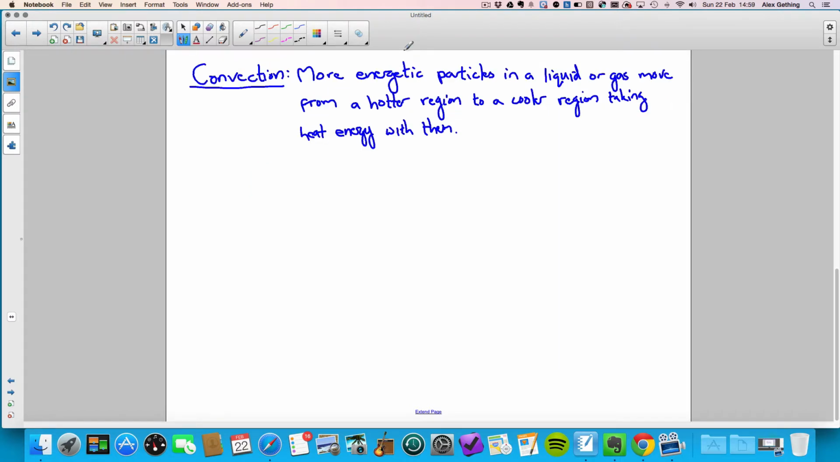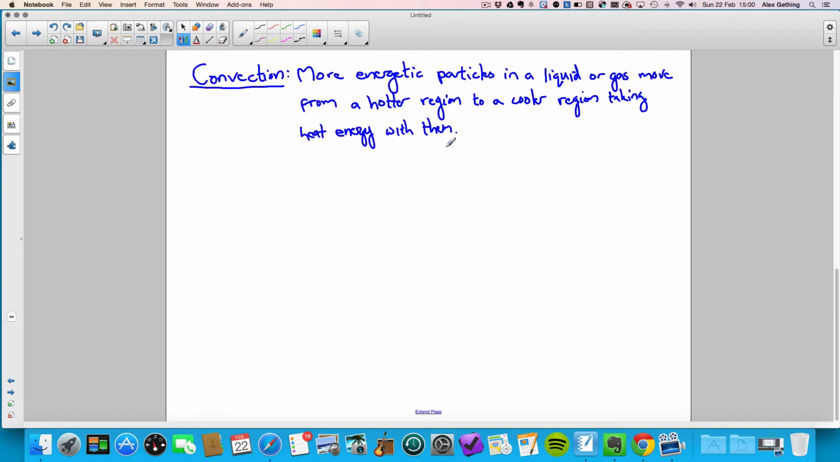So in convection, more energetic particles in a liquid or gas move from a hotter region to a cooler region, taking their heat energy with them. And this is possible because in gases and liquids, the particles are free to move around. They can slip and slide past each other, and therefore transfer their heat by convection very easily. Convection cannot happen in solids because those particles can't move about as much. They can only vibrate in their fixed position.